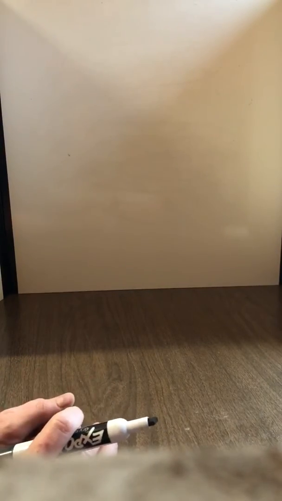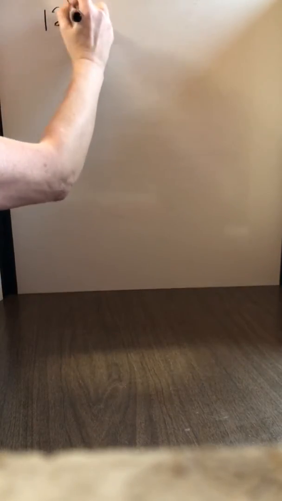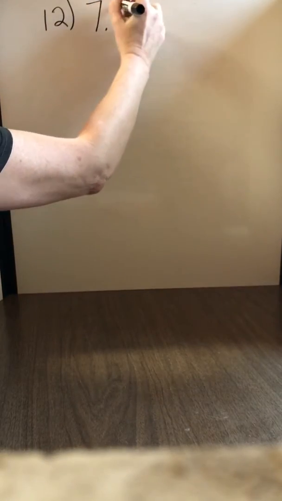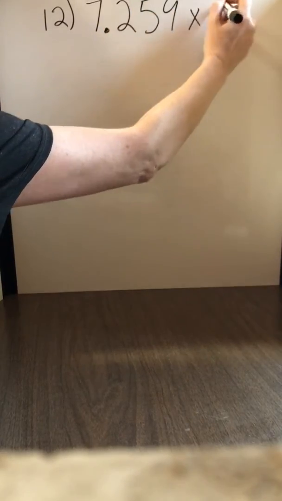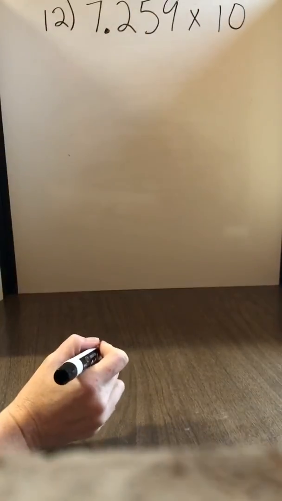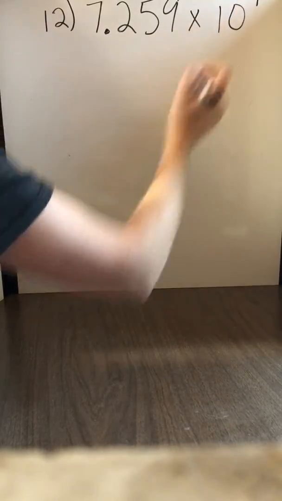So if I looked at, I think I did number 9 and maybe number 11 yesterday, I can't remember. So let's just do number 12 right now. So number 12 on the bottom says 7.259, let me do that real quick, times 10 to the 4th power.